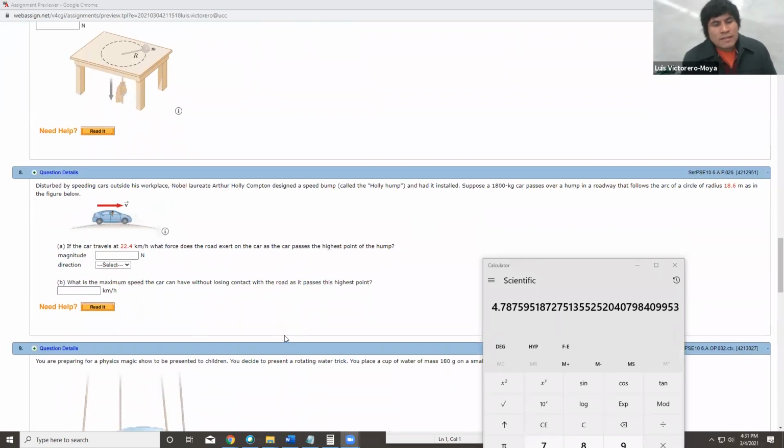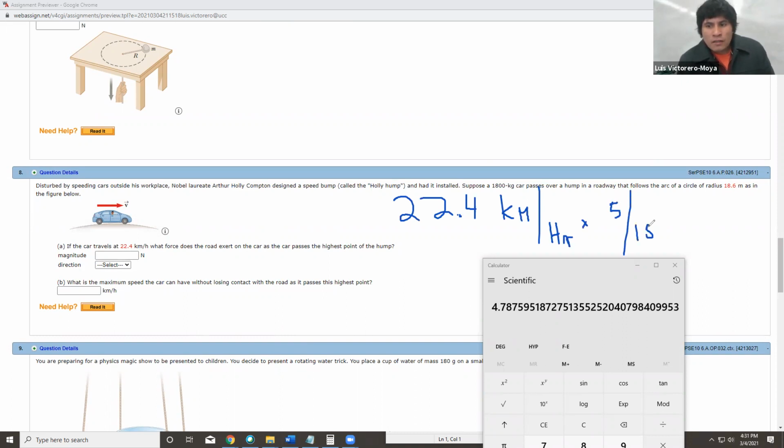This one is the same idea as the roller coaster. When you go up on a bump with certain speed, remember to change kilometers per hour to meters per second. For example, if I have 22.4 kilometers per hour, what I do is I multiply by 5/18. Okay, that will give me the speed in meters per second.